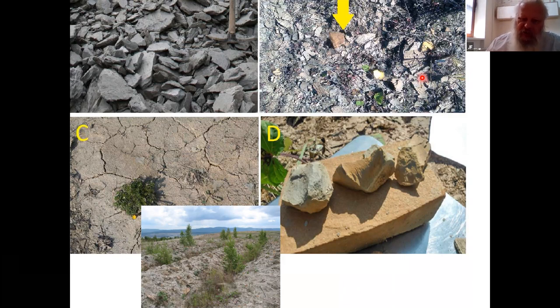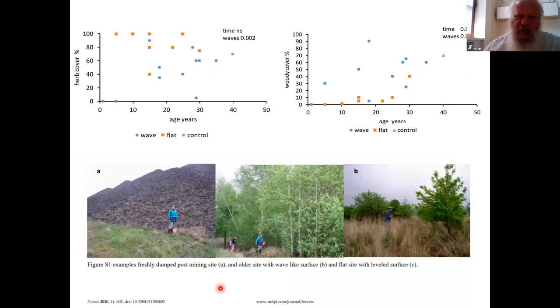And on this picture here in the middle, you can see that the woody vegetation chooses just some microhabitats to grow. This is another mining site in Most. And again, you can see this dumped material of mudstones. You can see the site which was kept wavy after 30 years and is already covered completely by woody vegetation. You can see the site which was leveled, and there are very few shrubs and woody vegetation, but definitely not a complete recovery, because there is really high competition from grasses.